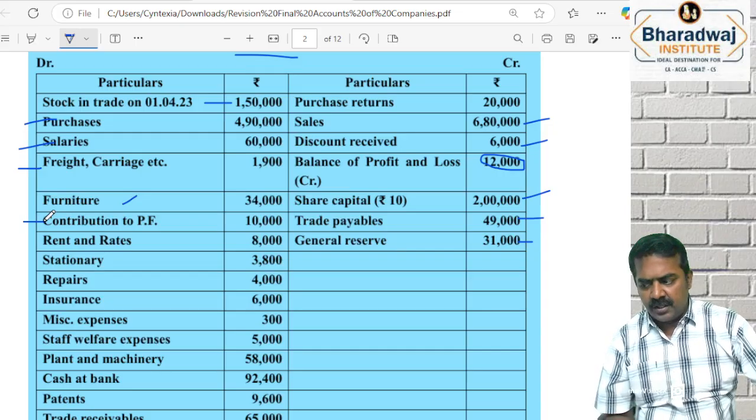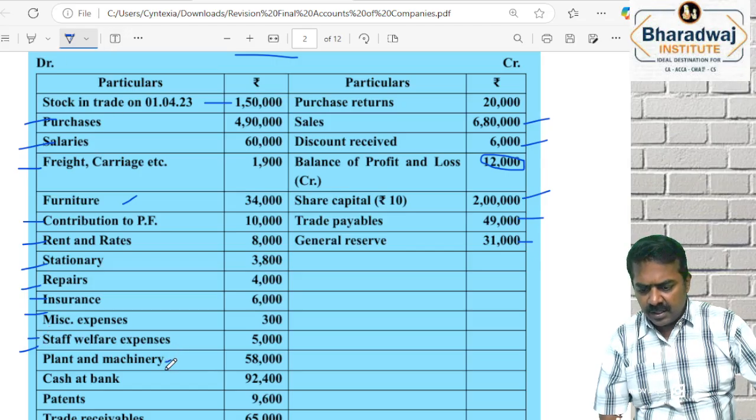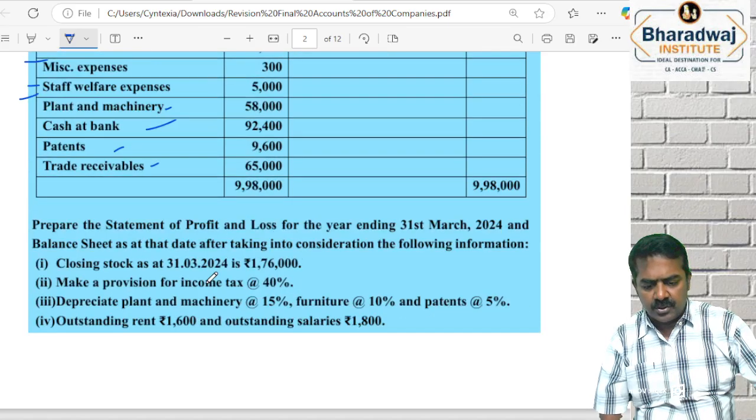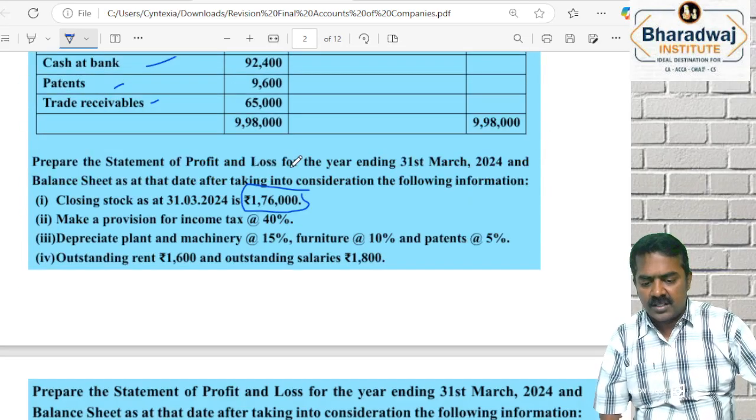Contribution to PF will come as employee benefit expenses. Rent and rates, stationery, repairs, insurance, miscellaneous expenses, staff welfare expenses. All these things will come in what? P&L account. Balance sheet: plant and machinery, cash at bank. Patent is an intangible asset. Trade receivable, of course, current asset. Change in inventory. How much? From 1,50,000 to 1,76,000, minus 26,000.